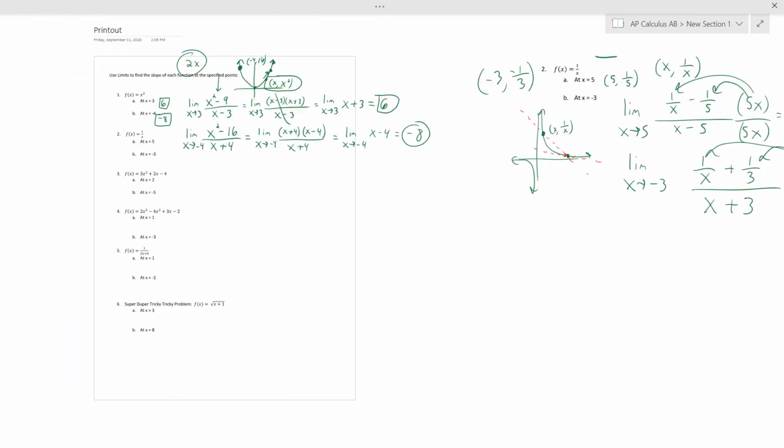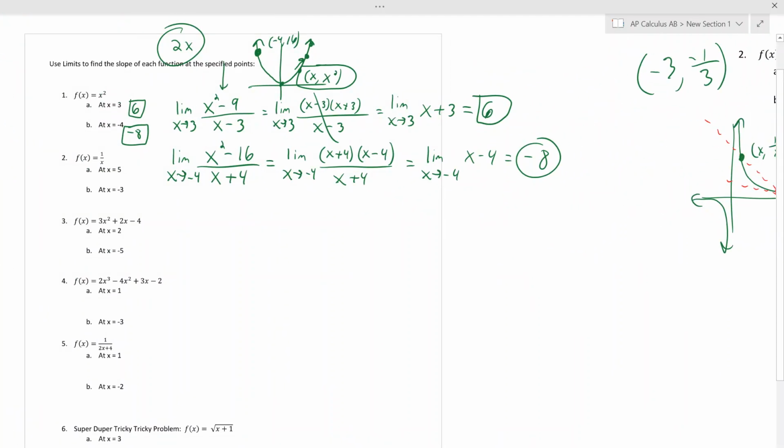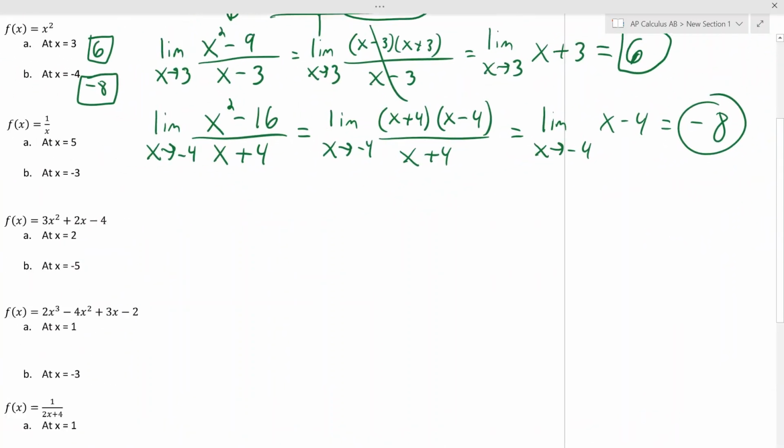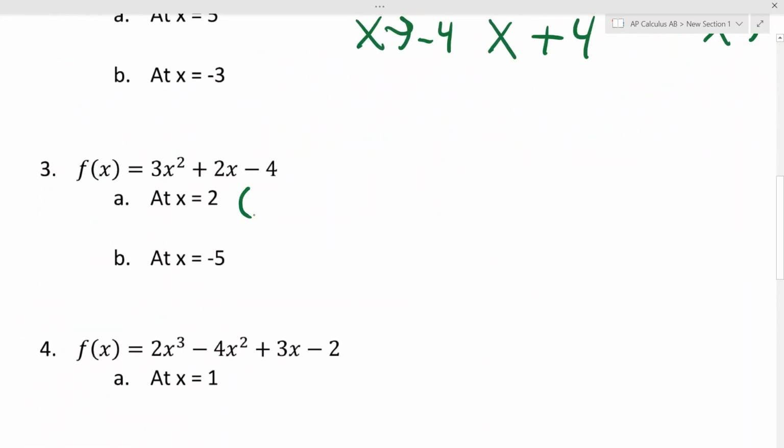All right, let's go back over to here. Now we want to do number 3. So again, we got to know what point we're talking about as we do these. So let's zoom in on that. So at 2, the point is 2 comma, if you put a 2 into here, you get 4 times 3, that's 12, plus 2 times 2 is 4, minus 4, and that's going to be a 12. Okay, so that right there is my actual point I want to know the slope at.